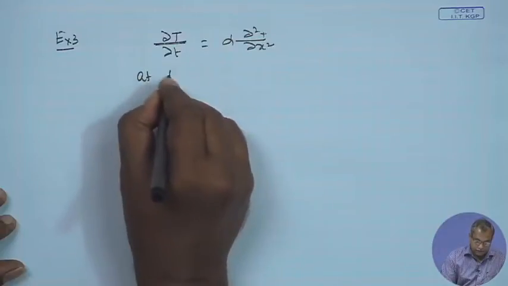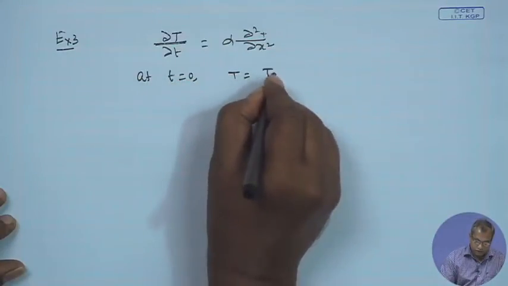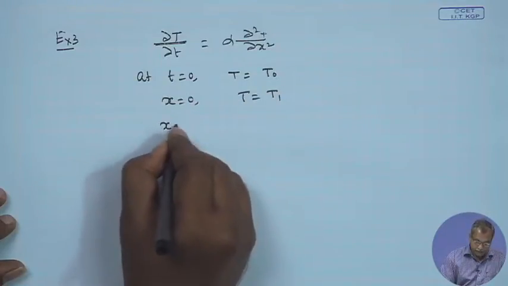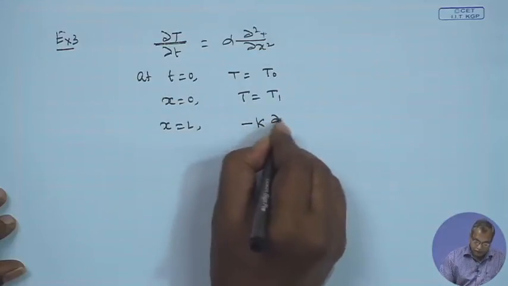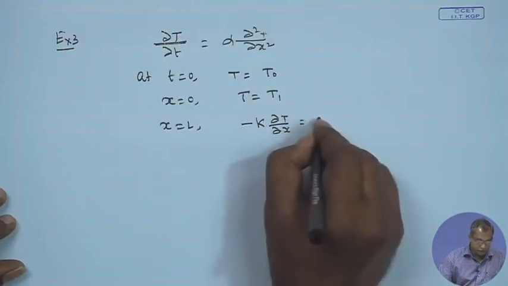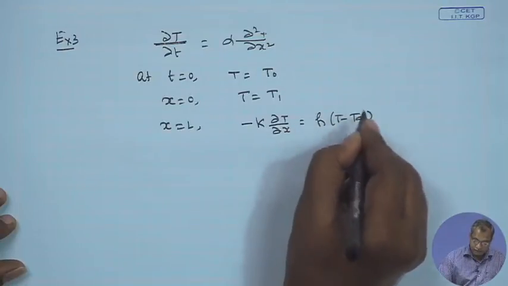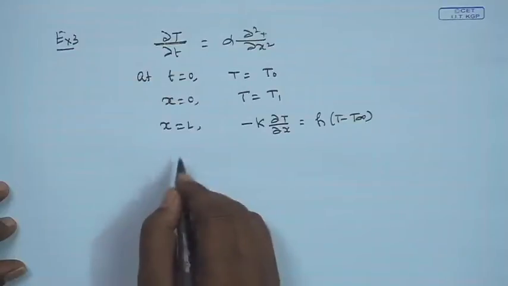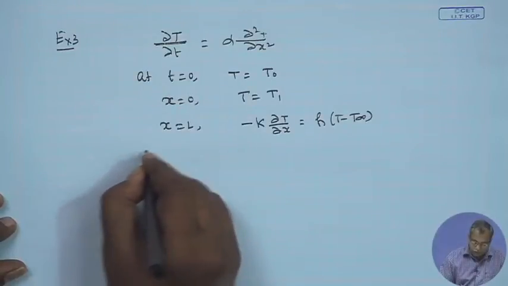At t is equal to 0, we have T is equal to T naught. At x is equal to 0, we have T is equal to T1, and at x is equal to L, we have a Robin mixed boundary condition: k del T del x is equal to h times (T minus T infinity). That means at this boundary it is open to atmosphere. Whatever the amount of heat that has been transported here by conduction will be taken away by convection, where h is the heat transfer coefficient and T infinity is the ambient temperature.